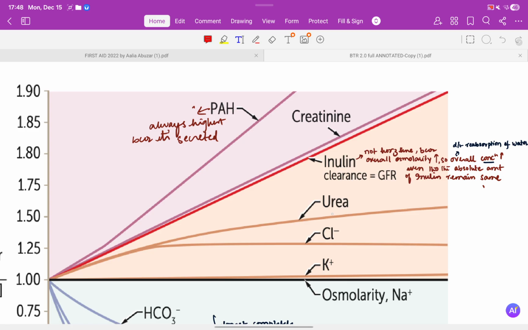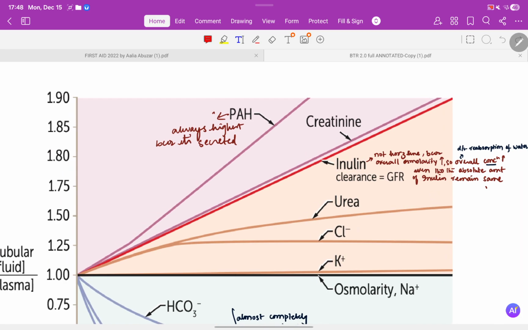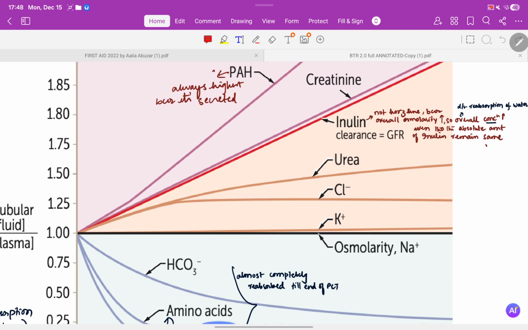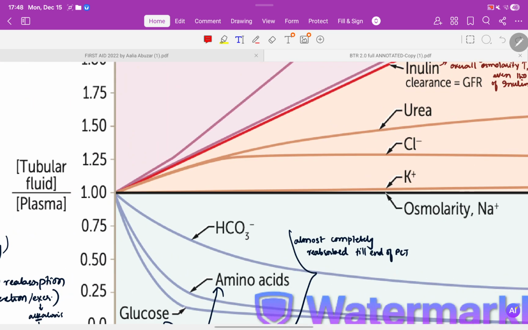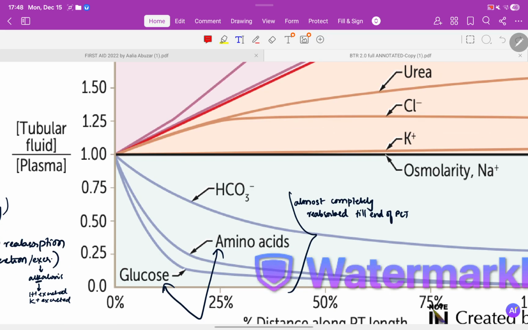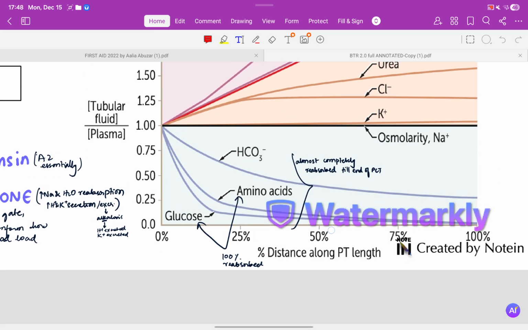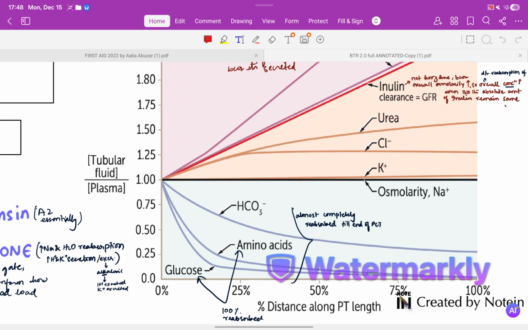Then we have urea, because some of it was being excreted but mostly reabsorbed, but still urea. Then we have chloride, potassium, and sodium, which are almost horizontal. Then we have bicarbonate, amino acids, and glucose, which is the least. Bicarbonate, amino acids, and glucose are almost completely reabsorbed by the end of the PCT, okay? And glucose and amino acids particularly are 100% reabsorbed.